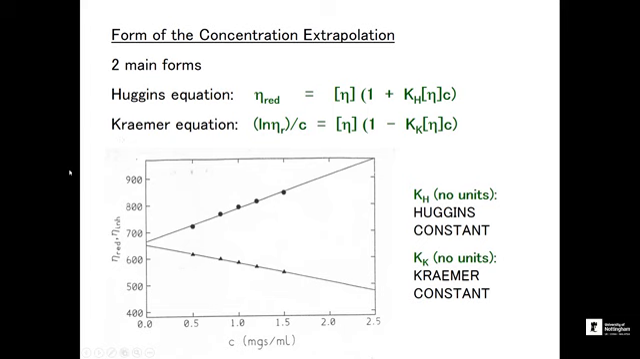And then Kraemer had this alternative representation, where that's the natural log of the relative viscosity divided by concentration, and the equation is similar but not the same because you've got this negative here, and this now is the Kraemer constant. So if you derive an equation, you can name the constant after yourself. That's terrible, isn't it, really? Kraemer and Huggins.